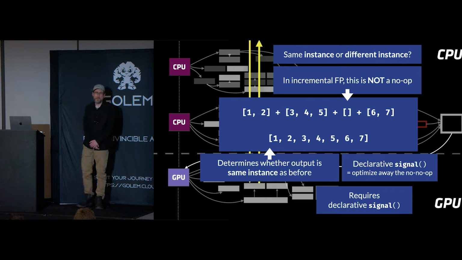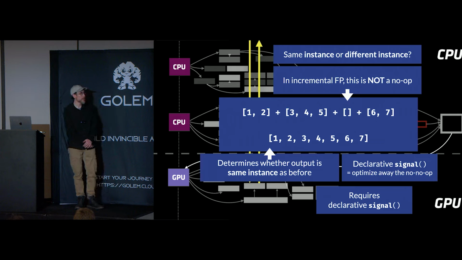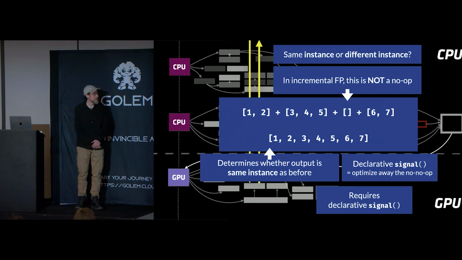So that's it. You can kind of also think of the empty list as, for example, a no-op draw call, a no-op dispatch to a GPU, which again, there's no reason why you can't just optimize that away and deal with it out of band.